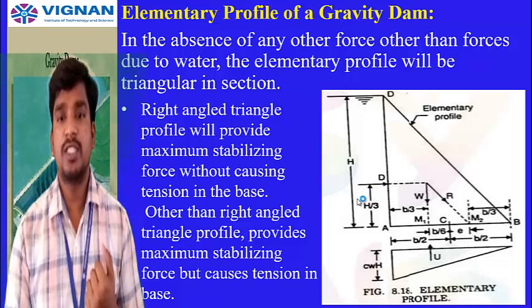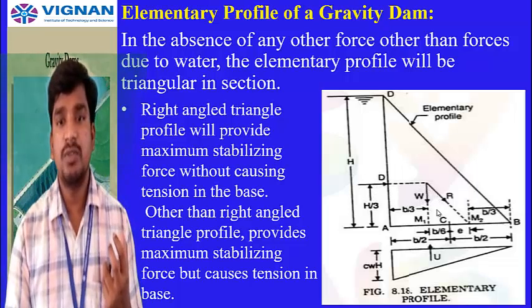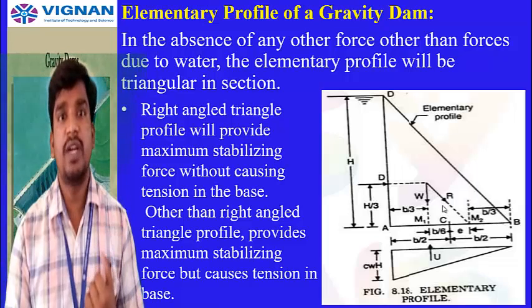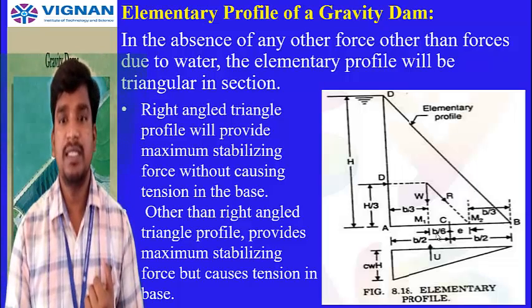When no water pressure is there, when the horizontal pressure H is not there, then only one force will be there in the dam, that is the vertically downward force, which is the weight of the dam. So in the absence of water pressure, the weight is acting again at a distance of b by 6 from the center of the base of the dam.